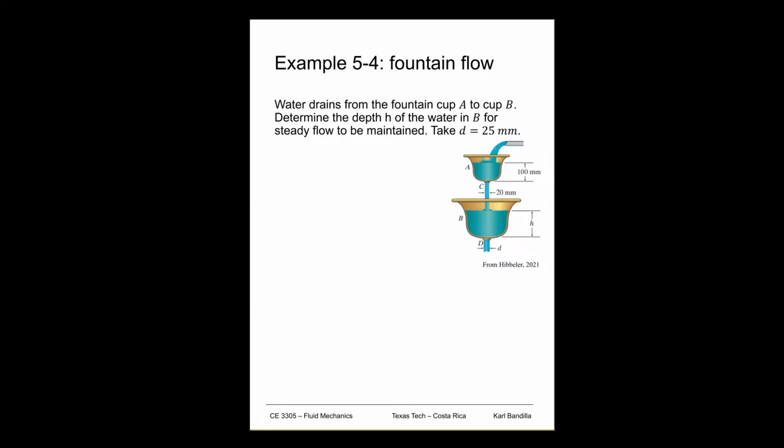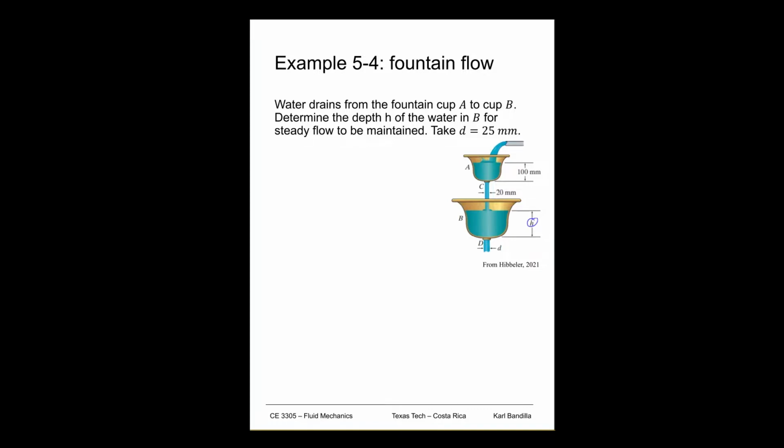This is example 5-4. We have water flowing through a little fountain here, right? It comes up on the top, goes in this first bucket, first little cup, I guess you could say, and then drains out at the bottom of this one and flows into the second one, and then continues on down. And we are now asked to figure out what the value for H would have to be for the flow to be steady. So we can start out by saying, well, the flow is steady, and then we'll figure out what H is. And we'll start with cup A, right?